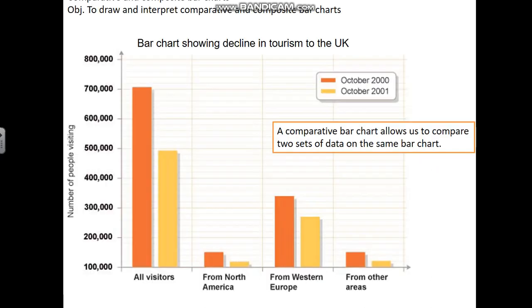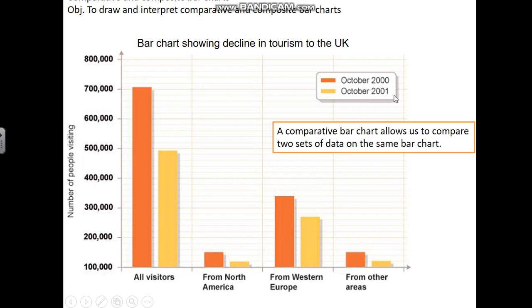So this one here is a comparative bar chart, also known as a multiple bar chart, because we have got two sets of data side by side. So this particular bar chart is showing the decline in tourism to the UK. Notice that we've got a key here to tell us what the different coloured bars are representing, which data they're representing. So this darker colour is representing the visitors in 2000, and the lighter colour is representing the visitors in 2001, October.